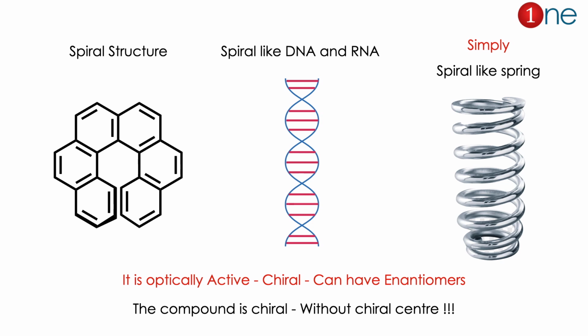It is like DNA and RNA. If you don't know DNA or RNA, simply you can say it's a spiral like a spring. So it has a specific chirality, differing only in space, which is 3D space. This kind of compound is definitely chiral. It is optically active and can have an enantiomer. These compounds are chiral even without a chiral center.